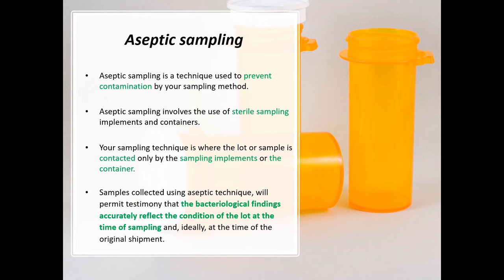Samples collected using aseptic technique, and this is the most important thing to remember, will permit testimony that the bacteriological findings accurately reflect the condition of the lot at the time of sampling. So in other words, when you use a good aseptic sampling technique, you do it in a good hygienic way. Therefore, when you do your lab micro testing on that particular component, your results are true. They're correct. That's what that statement is saying.